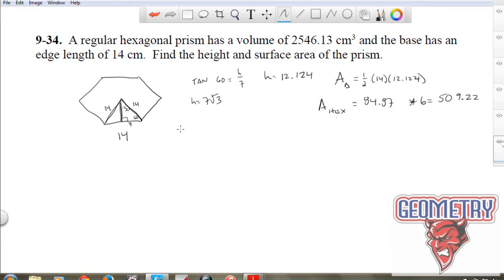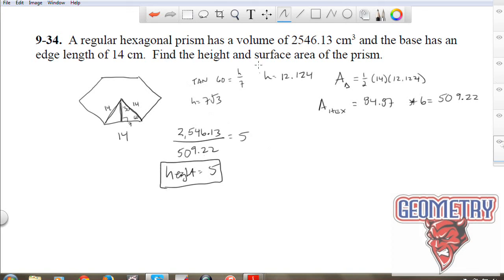Okay, so if we take 2546.13 and divide it by 509.22, that ends up being 5. So it means the height is 5. Therefore that allows us to answer the first question, find the height. There's that part.